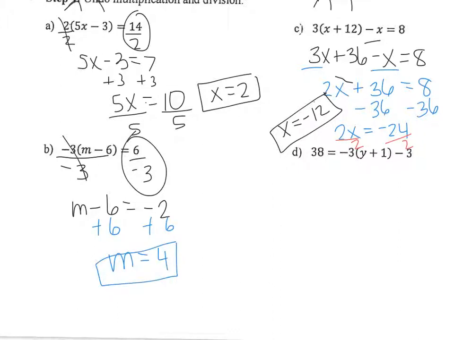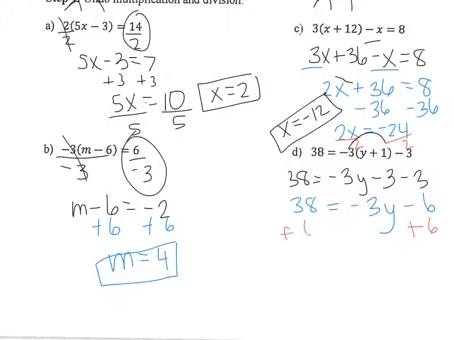And then letter D, I could not divide by -3 unless I divide this by 3 too. So I'm just going to do the distributive property. So 38 equals -3y minus 3 minus 3. So combine like terms. 38 equals -3y minus 6. Now I'm going to add 6 to each side.